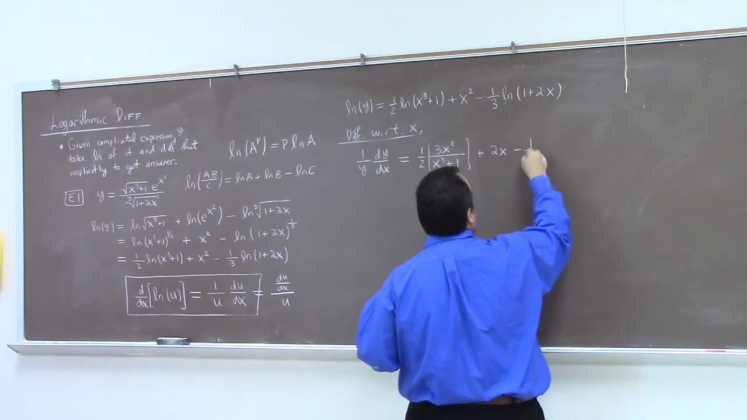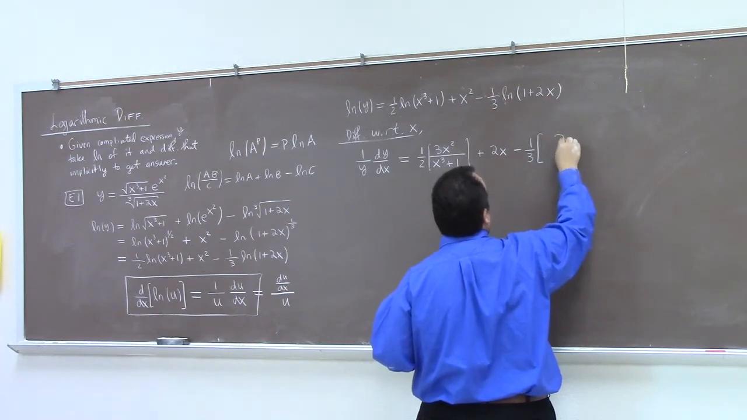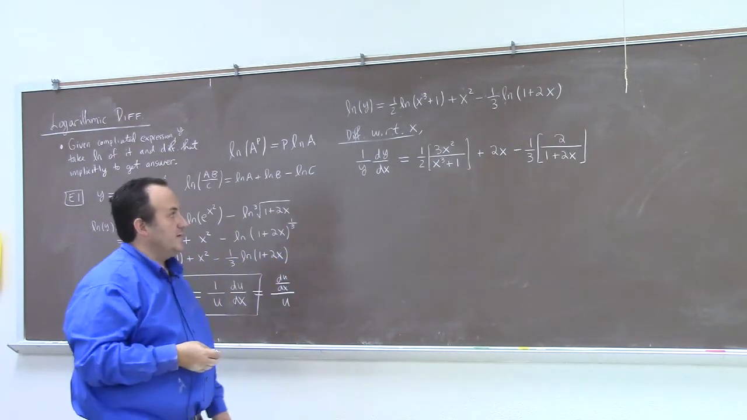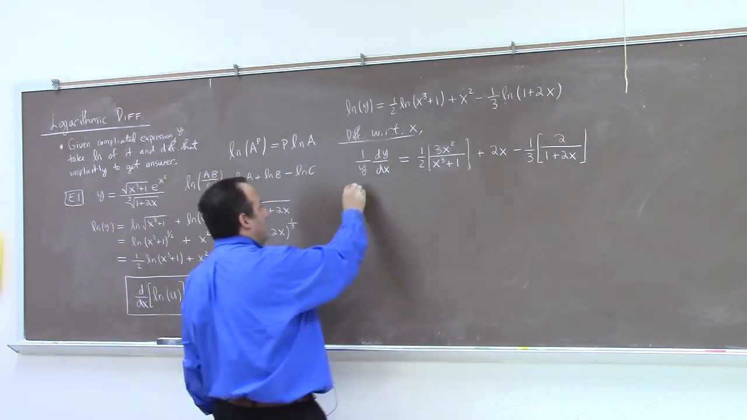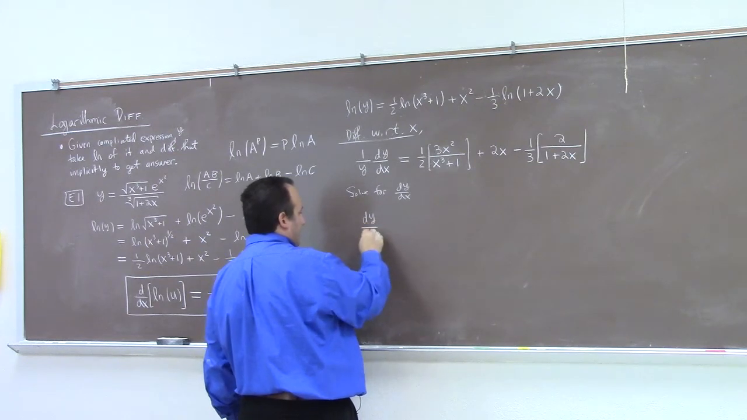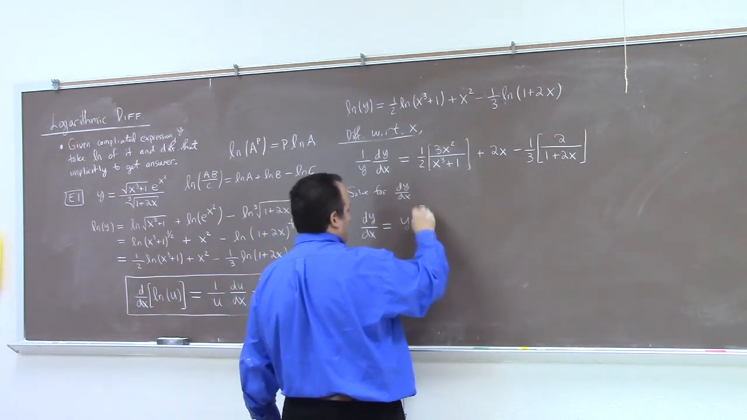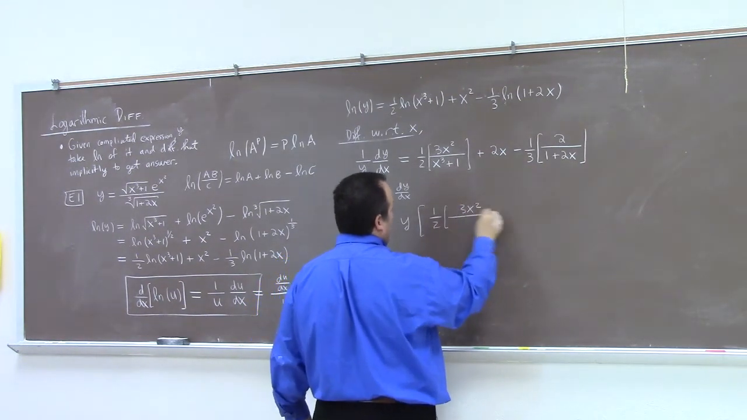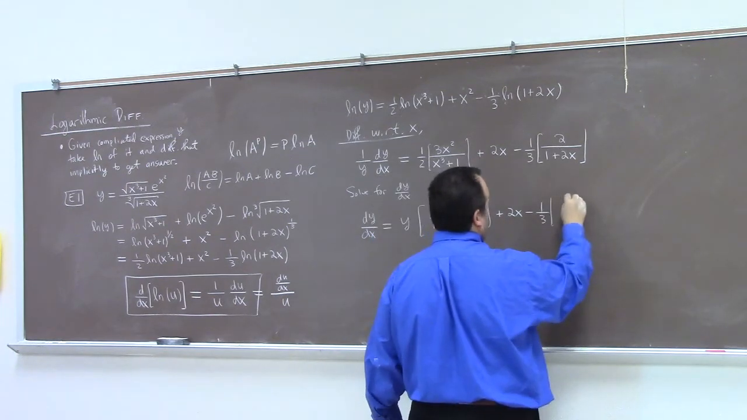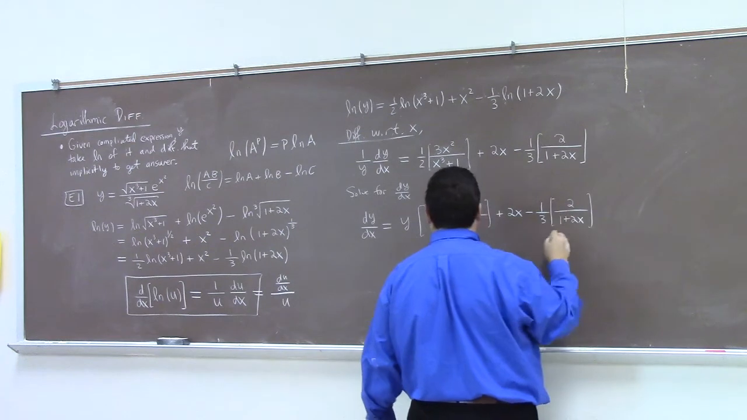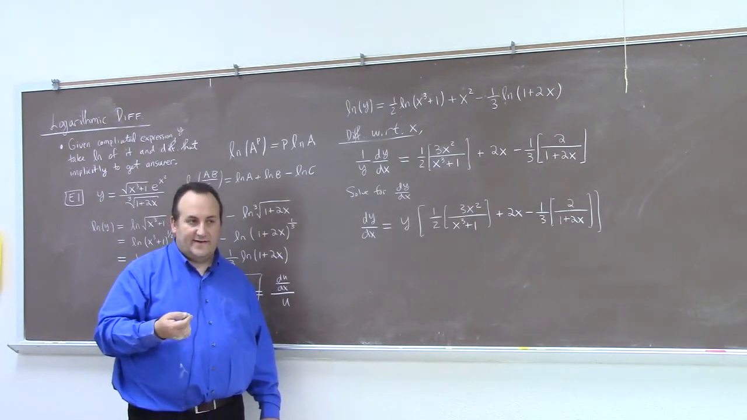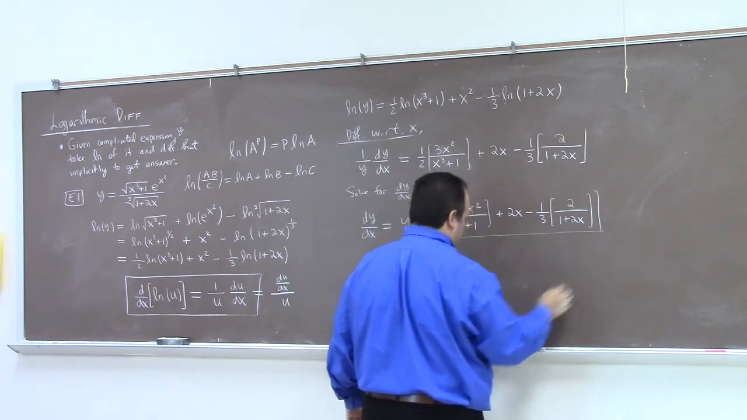And then we get minus 1/3, parentheses, what's the derivative of the inside function this time? 2, divided by 1 plus 2x, right? So then, solve for dy/dx. After all, that's what we're after. Now, sometimes I'll say you can use y in your answer in the instructions to a problem. If I say that, you could use this as the answer, right? But we can do a little bit better, right?